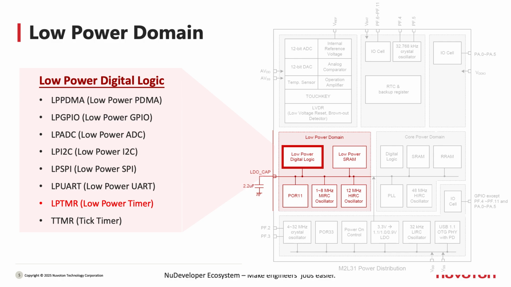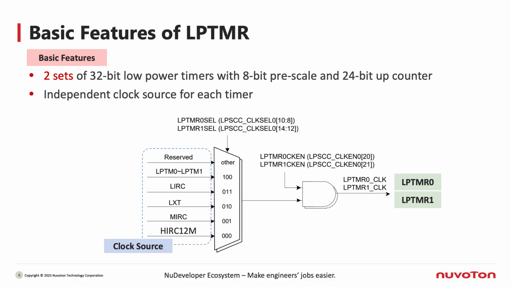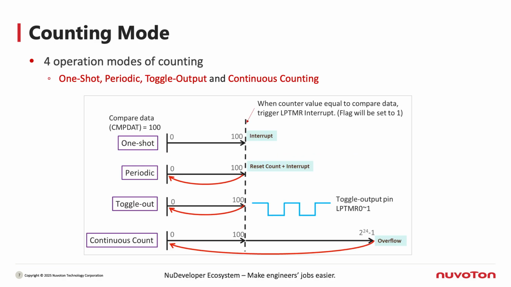In the low-power domain of the M2L31 series, there is a dedicated peripheral called the low-power timer. Its functionality is similar to a general timer, but it also includes an additional feature called auto operation mode, which makes it especially suitable for low-power applications. In the M2L31 series, there are two low-power timer modules, and each one is built with a 24-bit counter and an 8-bit prescaler. Each timer can also independently select its own clock source, giving you more flexibility when designing low-power applications.